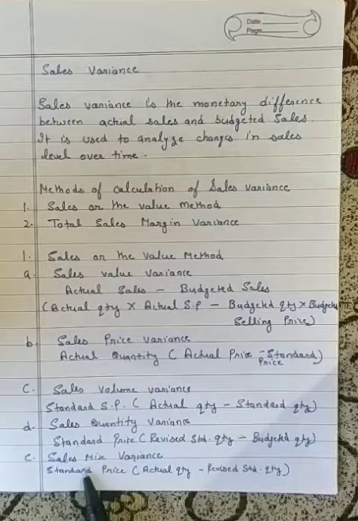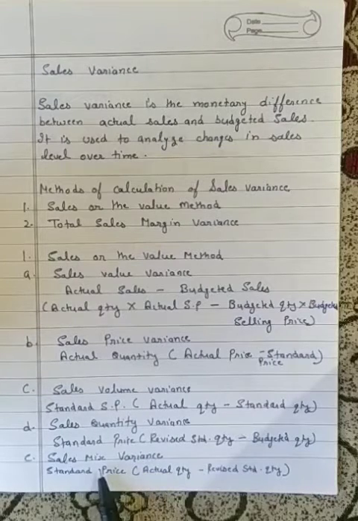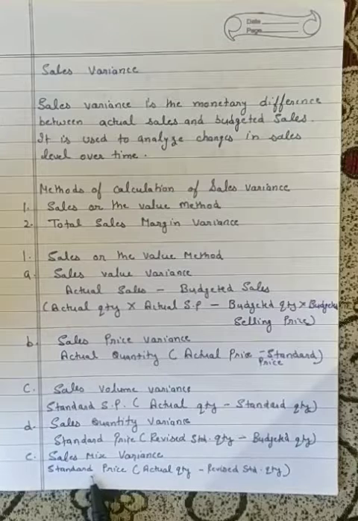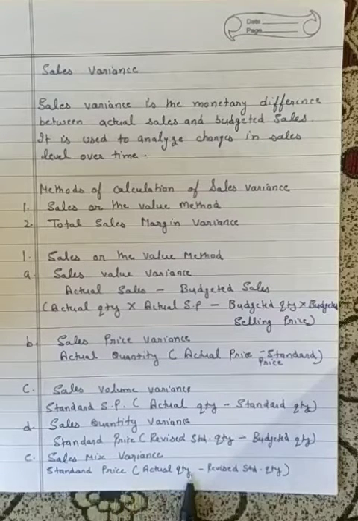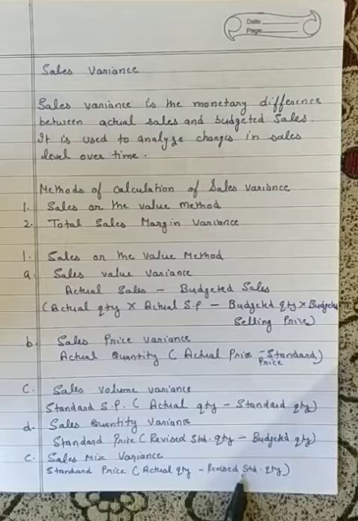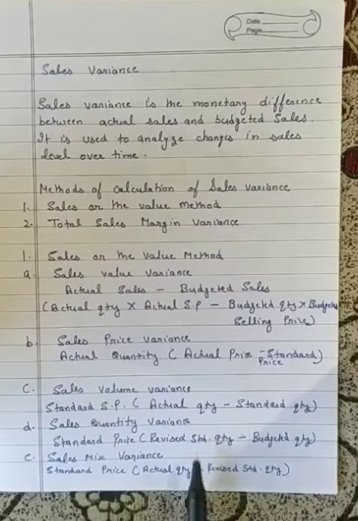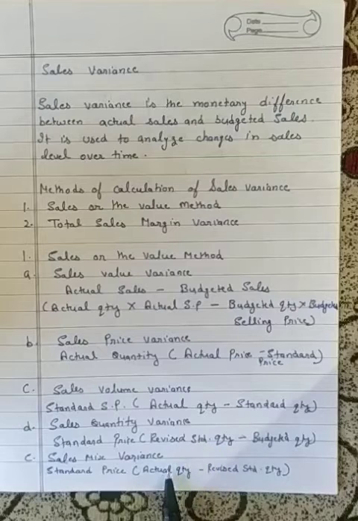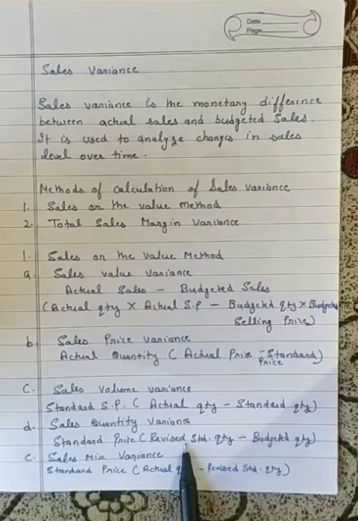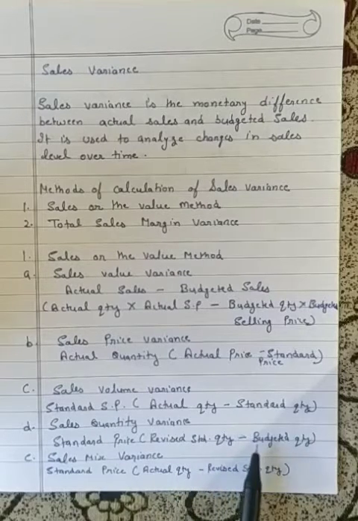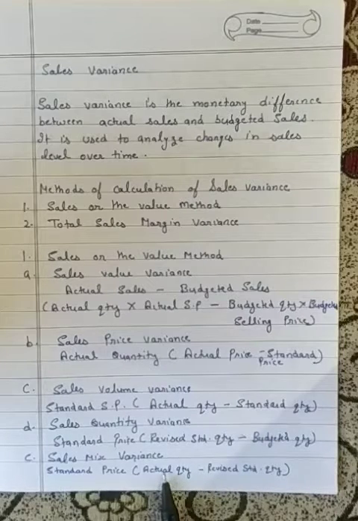Next is the sales mix variance. How to calculate the sales mix variance? It is calculated by standard price multiplied by the actual quantity minus the revised standard quantity. Now in these two formulas, please note that here we take the revised standard quantity and here also the revised standard quantity. The only difference is that here we take the budgeted quantity, but here we take the actual quantity.